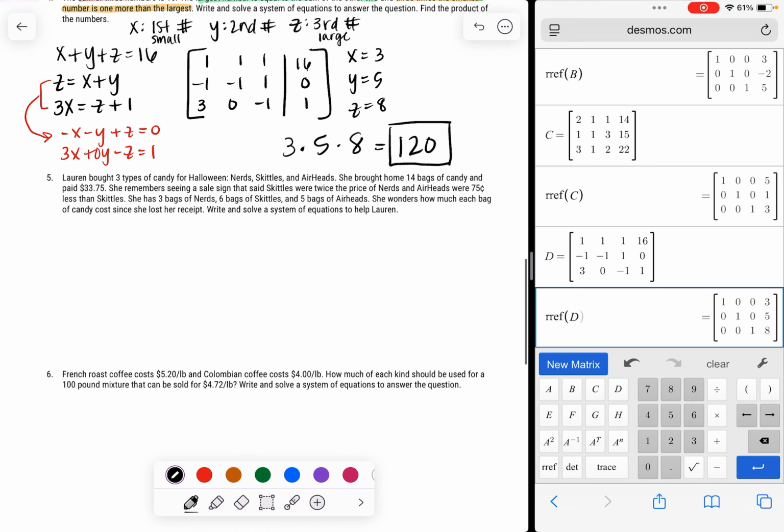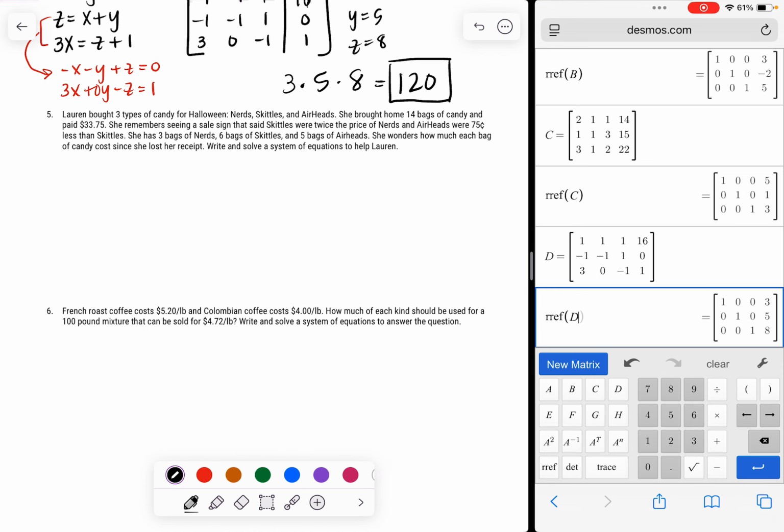Now moving on to number 5. Lauren bought 3 types of candy for Halloween. We've got Nerds, we've got Skittles, we've got Airheads. She brought home 14 bags of candy and paid $33.75. She remembers seeing a sale sign that said Skittles were twice the price of Nerds and Airheads were 75 cents less than Skittles. She has 3 bags of Nerds, 6 bags of Skittles, and 5 bags of Airheads. She wonders how much each bag cost.